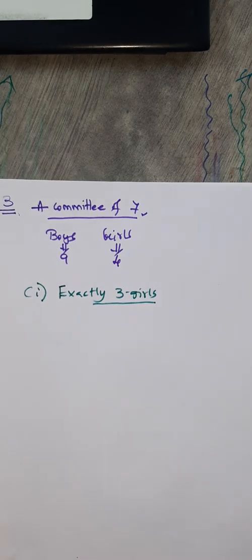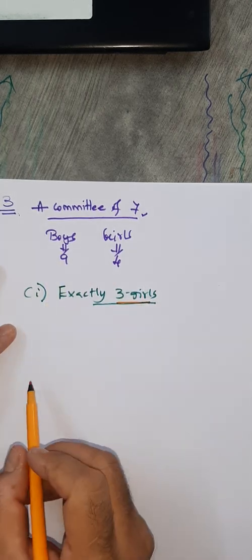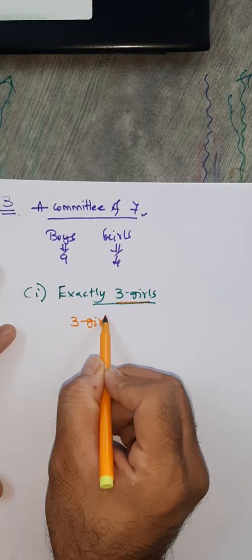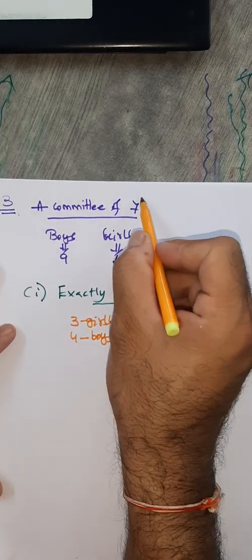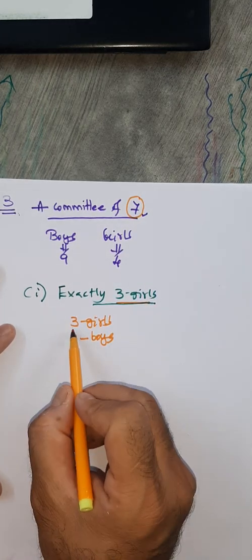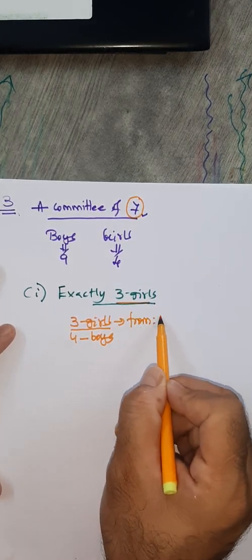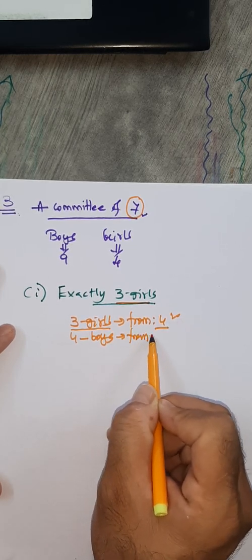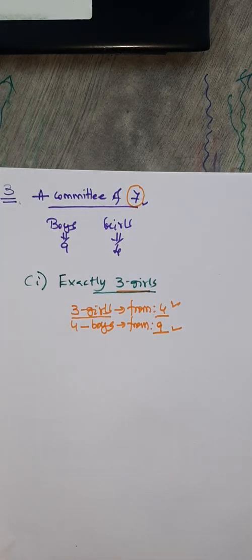Committee of 7, but 3 must be girls. Understood? That means boys should be 4. So 3 girls and 4 boys. Why 4 boys? Because the total in the committee should be 7. Now, 3 girls should come from where? From 4 girls. And 4 boys should come from how many? From 9. So now very simple.